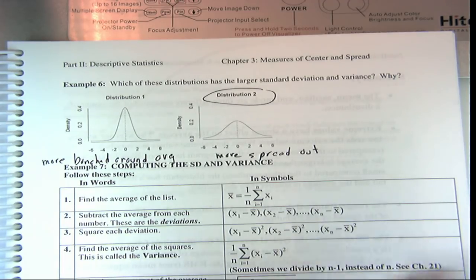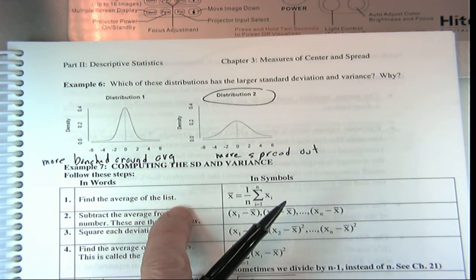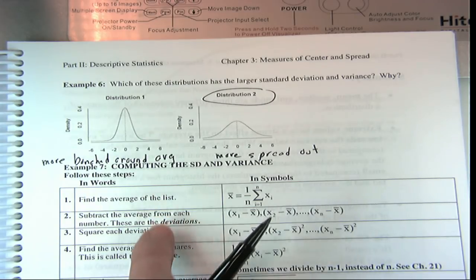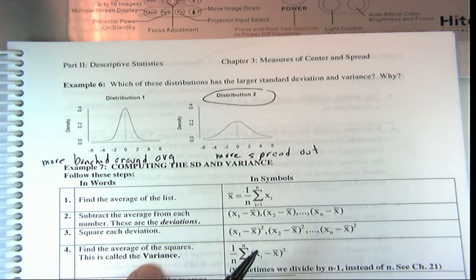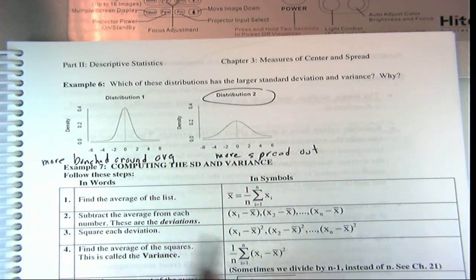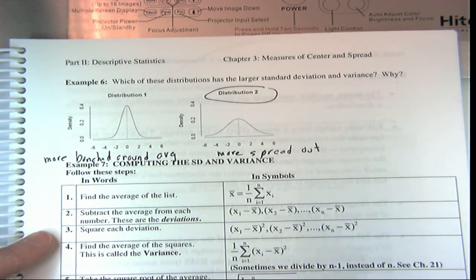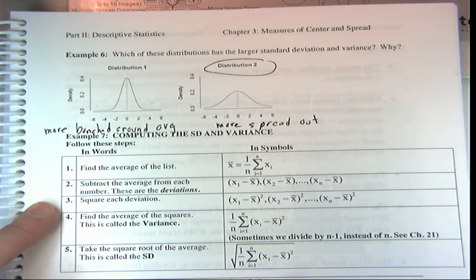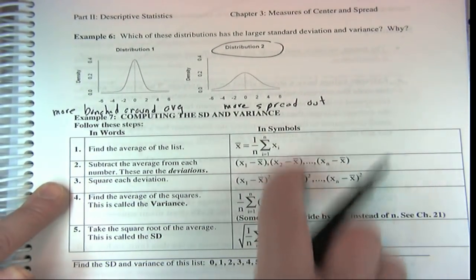Well, first you have to find the average of the list, and then you have to find the deviations from the average, which is just the distance from the average, positive if they're above average, negative if they're below. And then, why don't we do it with this list of numbers, okay? And here it is in symbols.